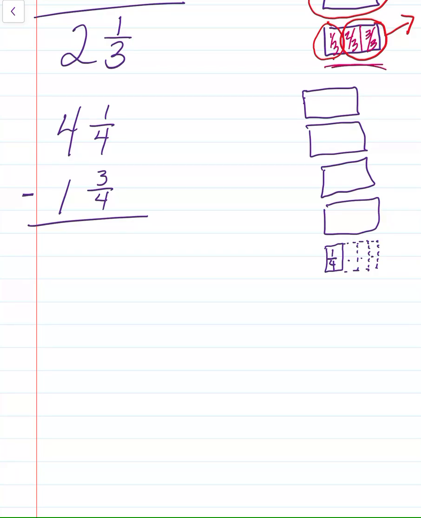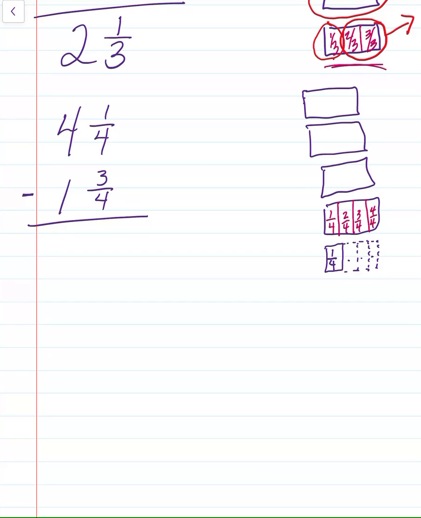All right, so we have 4 and 1/4 minus 1 and 3/4. Well, when you see from our picture, right, I only have 1/4. So I cannot take away 3/4. So I need to get some more fourths. Well, where do I get the fourths from? Well, I get them from one of the wholes. So we're borrowing one of the wholes, and we're taking one of the wholes and we're breaking it up into 4/4.